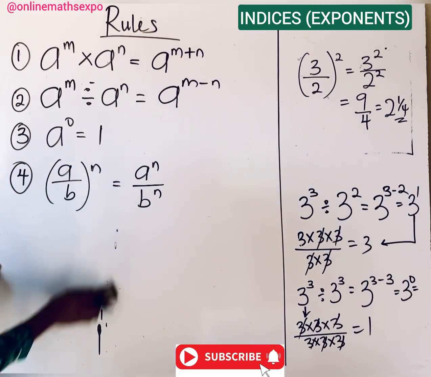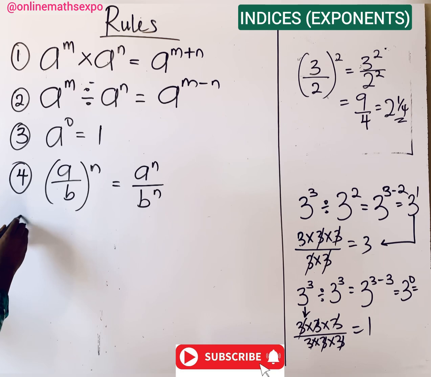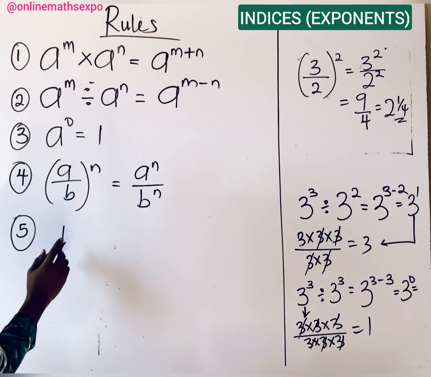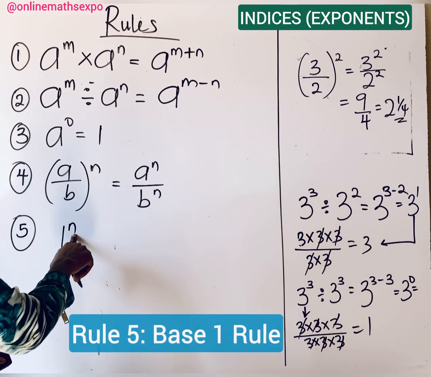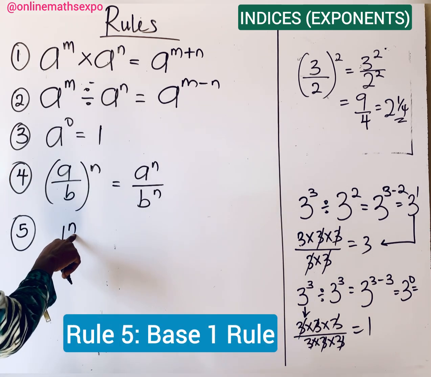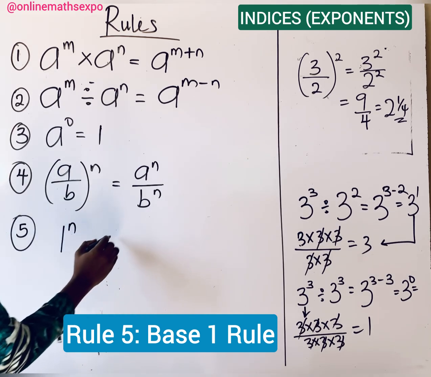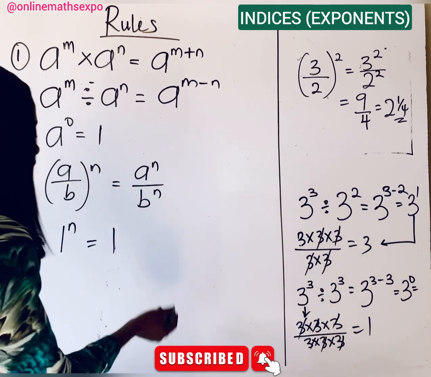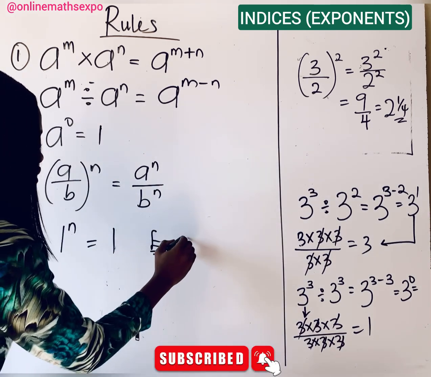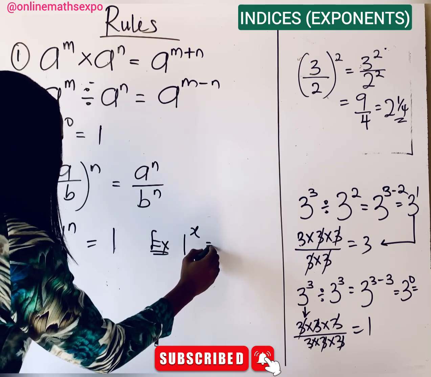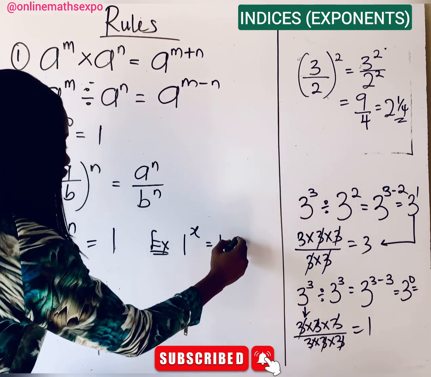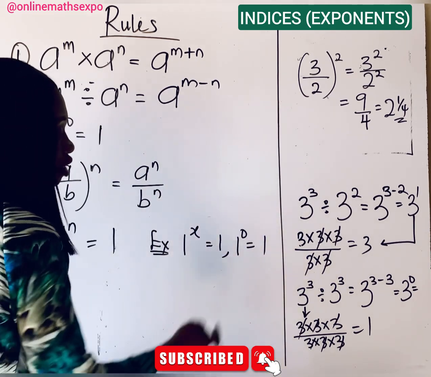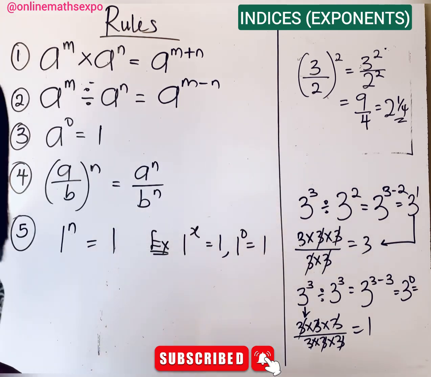Then the next rule is rule number 5. And rule number 5 says that each time you have a number 1 raised to a power of any number, it is always what? 1. I hope that is clear. So when you say 1 raised to the power x, it will give you 1. You can also say 1 raised to the power of 0 will still give you 1. So each time you raise 1 to a power of any number, it gives you 1.